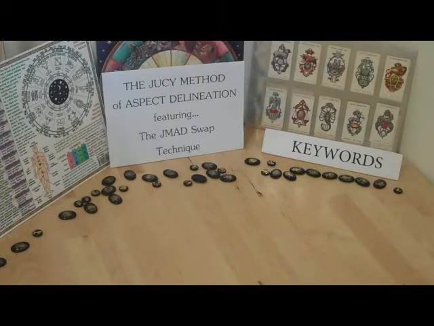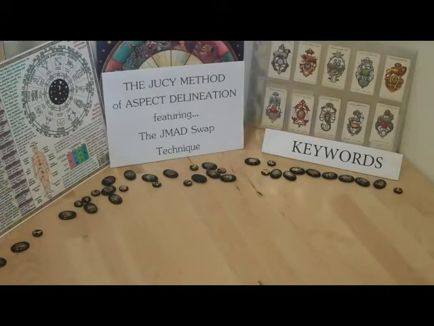Well, one night when I was tired, stressed, and experiencing dyslexia, which for me means I swap words and letters, I was drawing a blank finding meaning from a pair of planets with the traditional technique. Then my eyes suddenly swapped the domicile signs connected to each of the planets, and I discovered the JMAD swap technique. I'll demonstrate that a little bit later in the video.